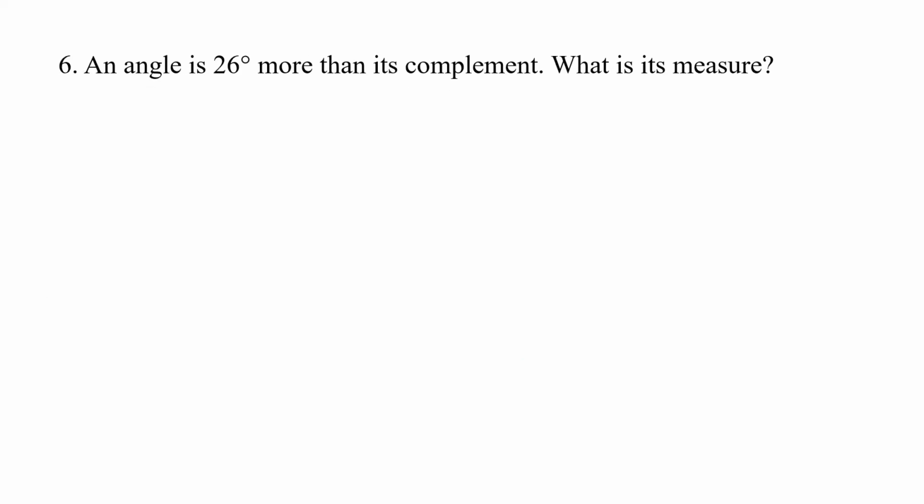Now we are going to a mathematical sum. An angle is 26 degrees more than its complement. What is the measure? Now comes the word complement. So again there is a mathematical meaning here. Which angles are complementary angles? Now we have to also define what an angle is. We have not done so far.